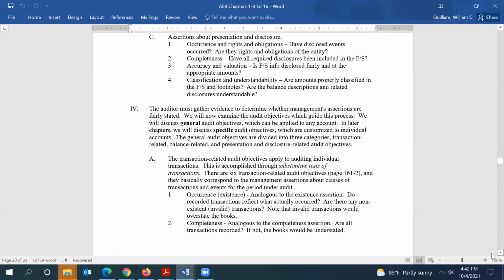Then number three, accuracy and valuation. Is financial statement information disclosed fairly and at the appropriate amounts? So we want to make sure, for example, if they mention a dollar amount in a footnote, that sure enough, that ties back to the financial statements. It's the correct dollar amount.